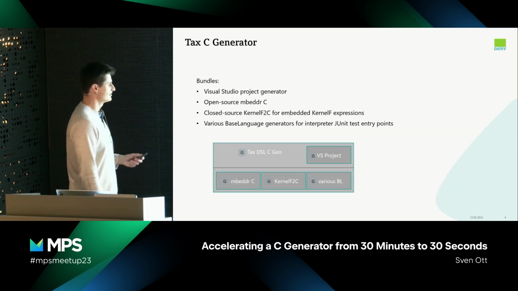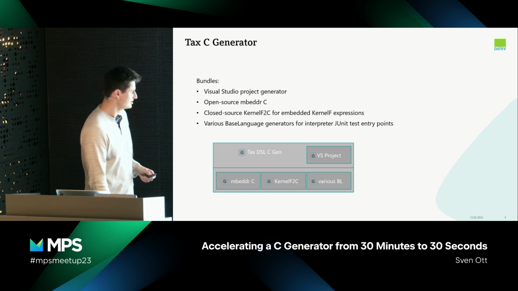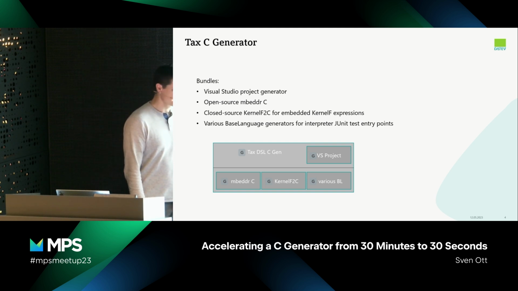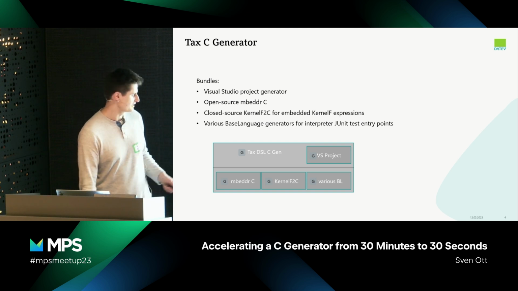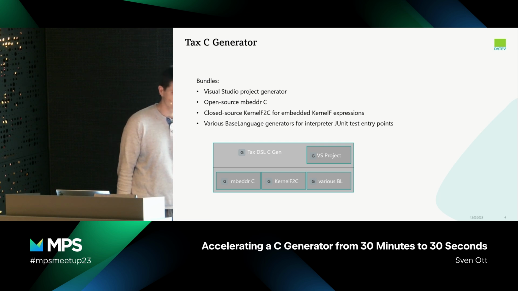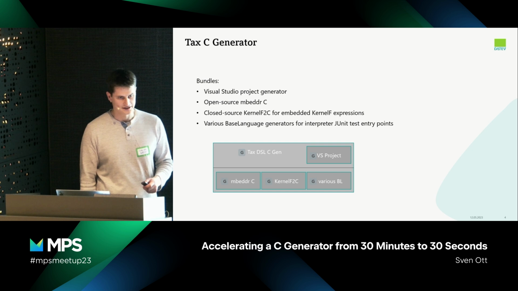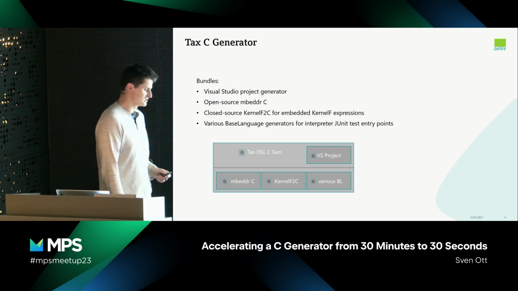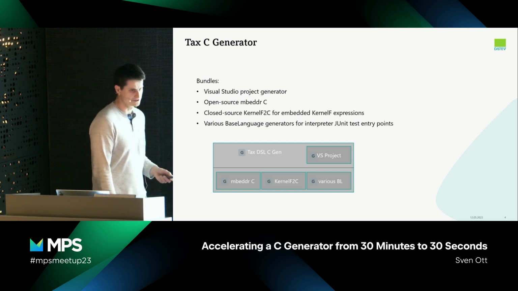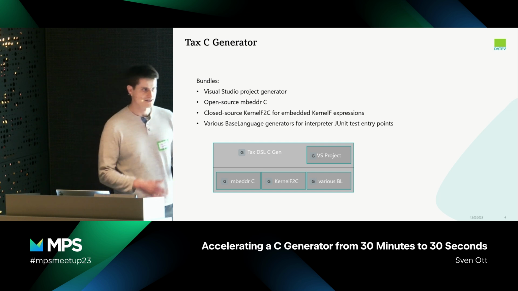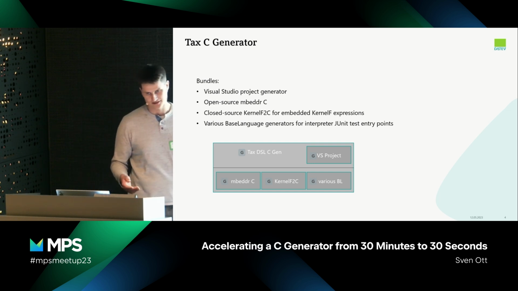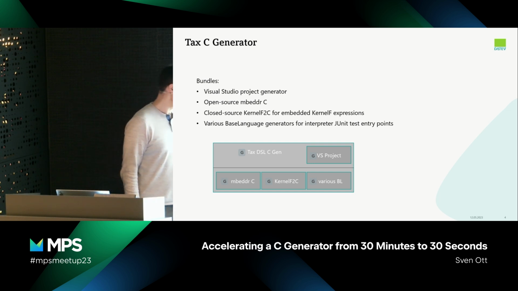So let's dive into our C generator. We have a couple of C generators, and as I already said, we have a Visual Studio project generator, which we developed, and we use 3 external generator bundles. The main bundle we use is mbeddr-C. We transform our tax DSL to mbeddr-C, and then mbeddr-C will generate C files.